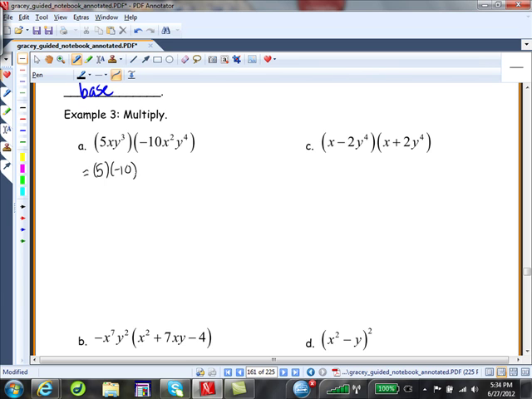Now we have x times x squared. Remember, x is x to the 1. And then we have y cubed times y to the 4th.